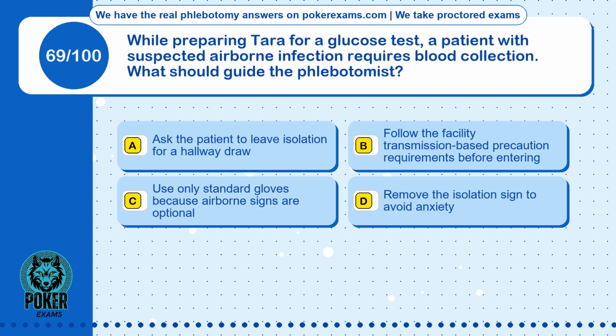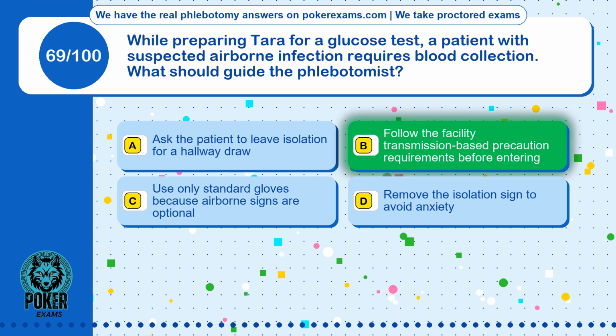Question 69. While preparing for a glucose test, a patient with suspected airborne infection requires blood collection. What should guide the phlebotomist? Option A, ask the patient to leave isolation for a hallway draw. Option B, follow the facility transmission-based precaution requirements before entering. Option C, use only standard gloves because airborne signs are optional. Option D, remove the isolation sign to avoid anxiety.